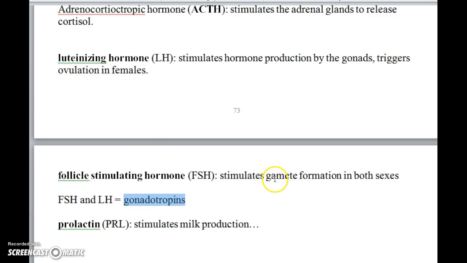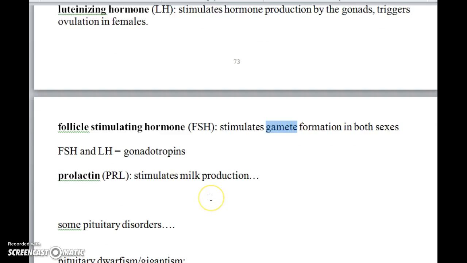Follicle stimulating hormone stimulates gamete formation in both sexes. So, remember, gametes are your sex cells. If you didn't remember that, sperm and egg. So they're reproductive function hormones, I guess, in other words.